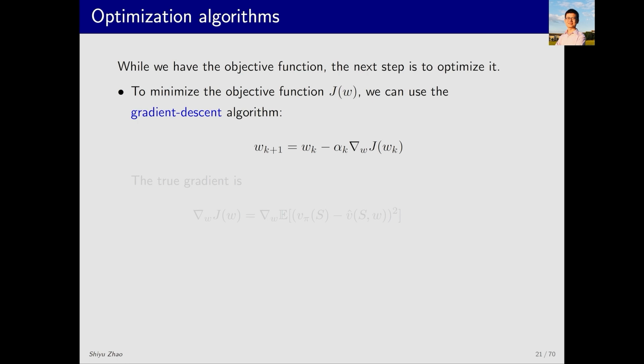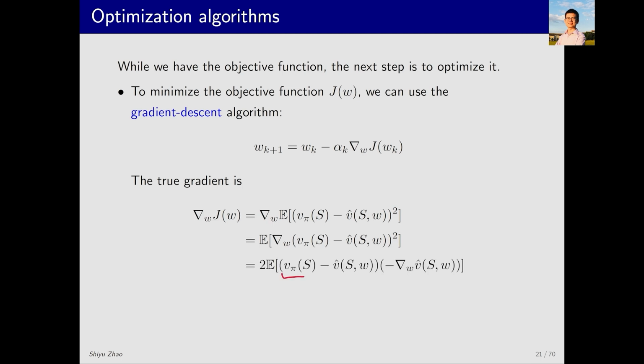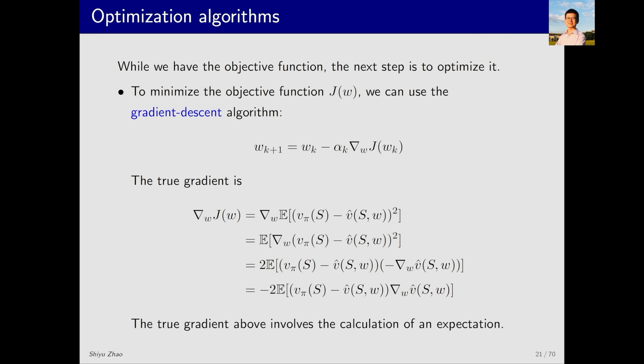The algorithm's expression is very simple. The parameter we are optimizing is w, so w_{k+1} equals w_k minus alpha_k times the gradient of J(w_k), where this is the gradient of the objective function with respect to w. What is this gradient? Let's substitute the explicit expression of our objective function here and calculate specifically. This involves moving the gradient operation inside the expectation and then differentiating to obtain the error, followed by the gradient of v hat with respect to w, and then rearranging a bit to bring the symbol outside. We thus obtain the true gradient.